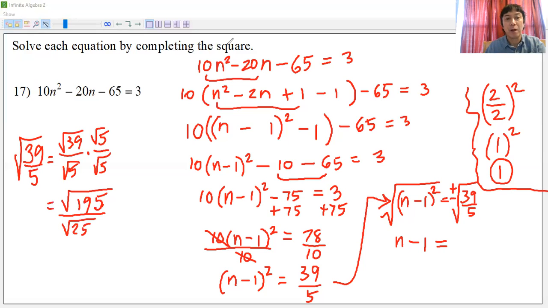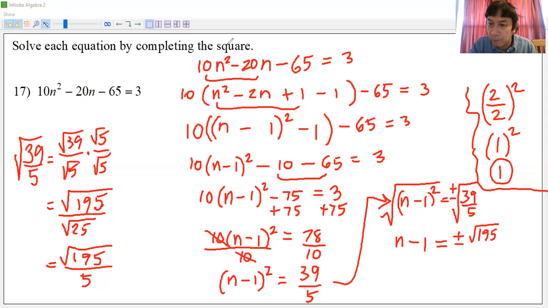There. Now we will be able to get a denominator integer here. So this is now equal to over 5. That's the square root of 25. The numerator remains square root of 195. There. So we're going back to what we were doing. This will now be n minus 1 at the right side of the screen plus or minus square root of 195 over 5.